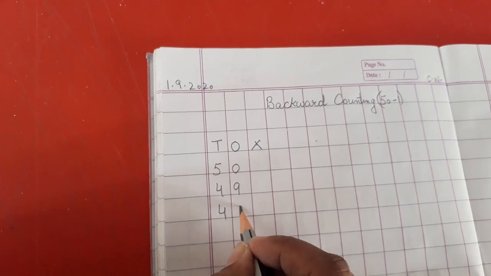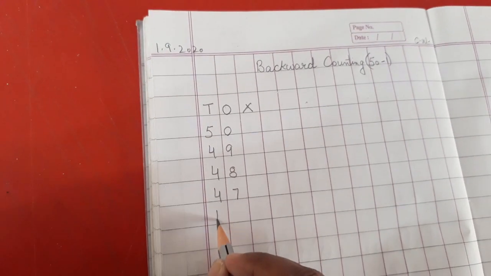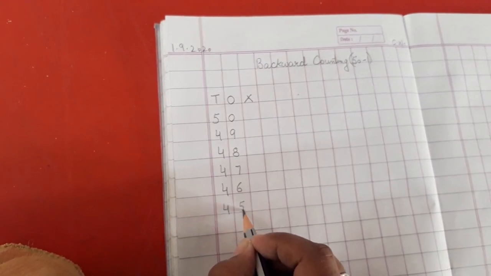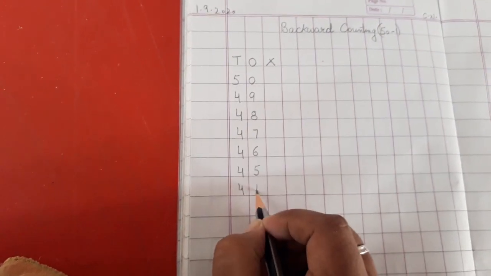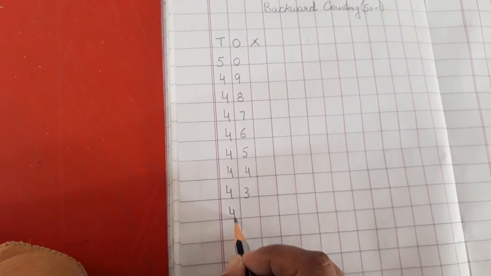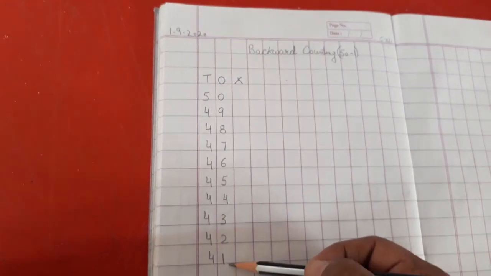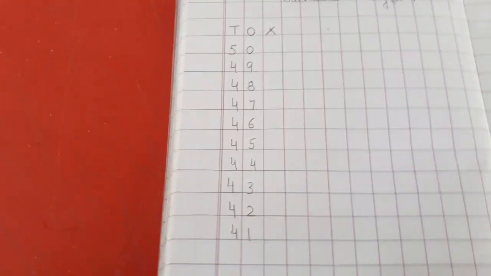49, 48, 47, 46, 45, 44, 43, 42, 41. So as I told you, you are only going to write 10 numbers in one line. Clear? So after writing these 10 numbers, what next are we going to do?